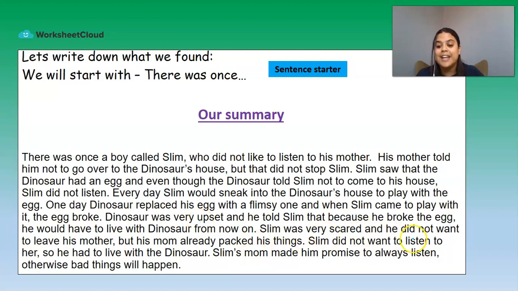Slim was very scared, and he did not want to leave his mother. But his mom already packed his things. Slim did not want to listen to her, so he had to live with the dinosaur. Slim's mom made him promise to always listen, otherwise bad things will happen. So, our summary is 8 sentences long.